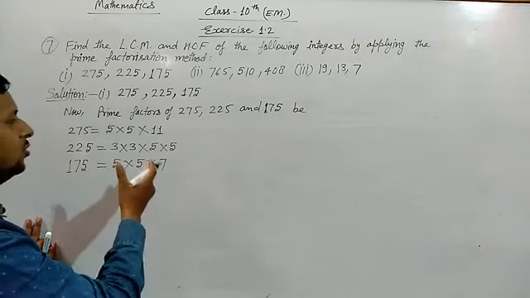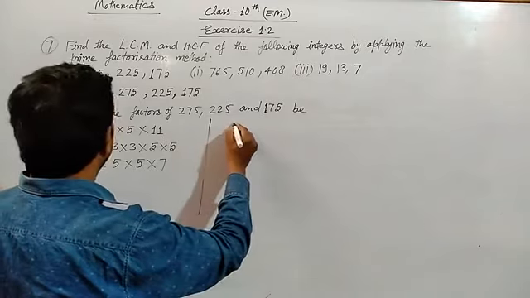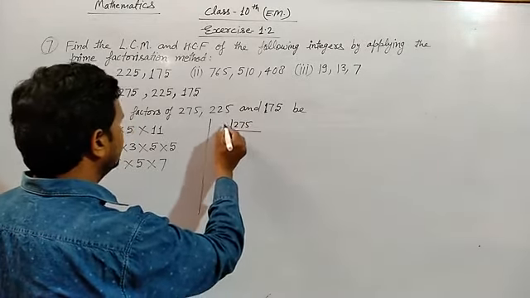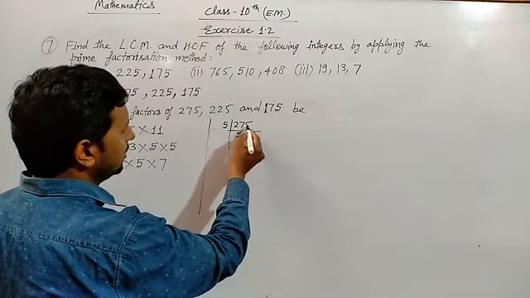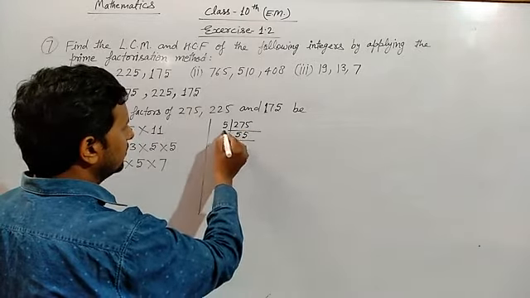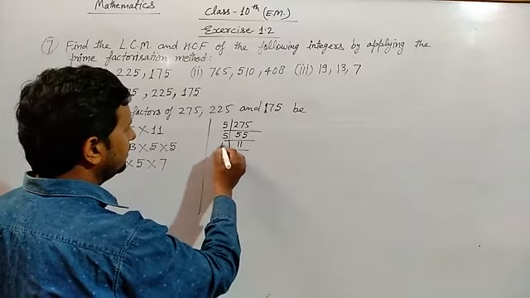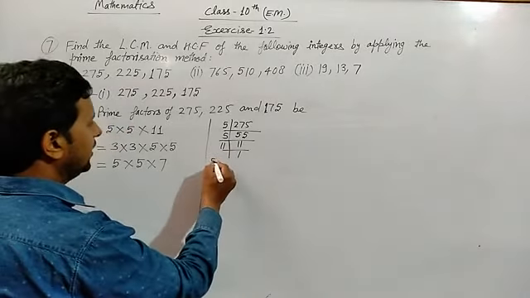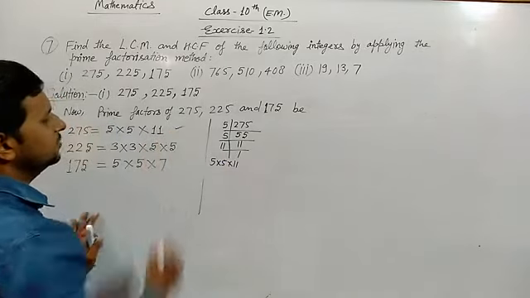But how can you get it easily by the earlier method? We select 275 here. We divide by 5: 5 times 5 is 25, carry 2, and here 25, 5 times 5 is 25. Again 5 times 1 is 5, so 11 is the remainder. Again 11 times 1 is 11. Now we find 5 into 5 into 11 for this number.